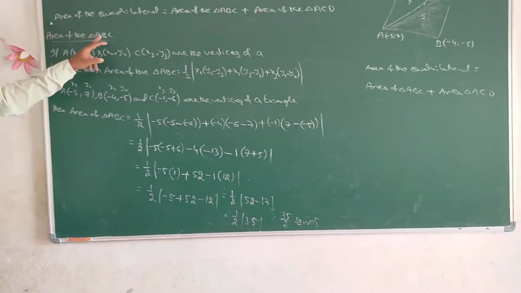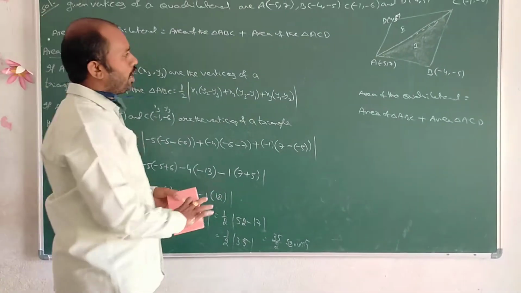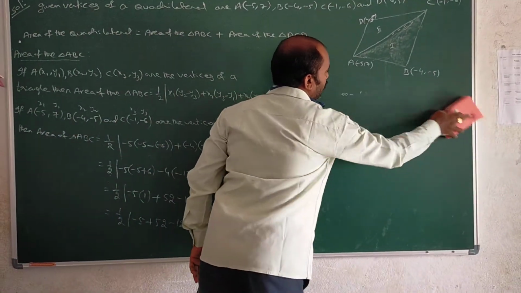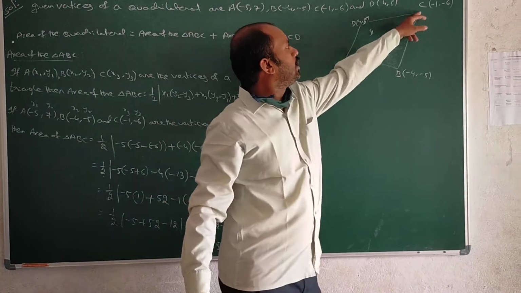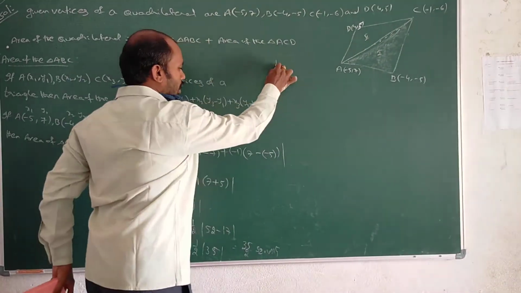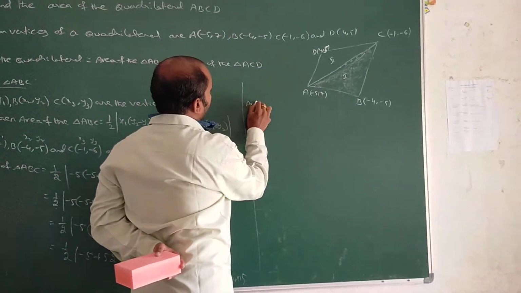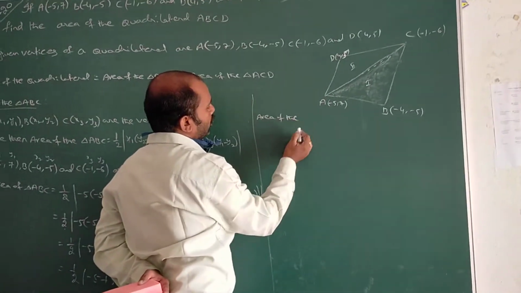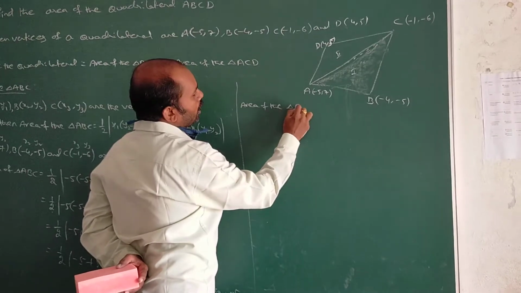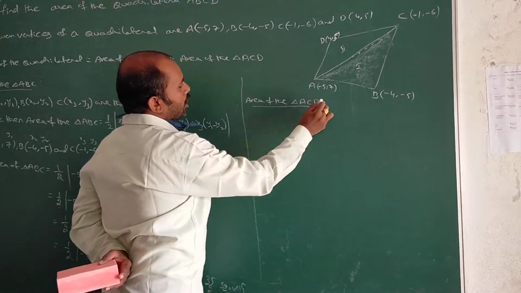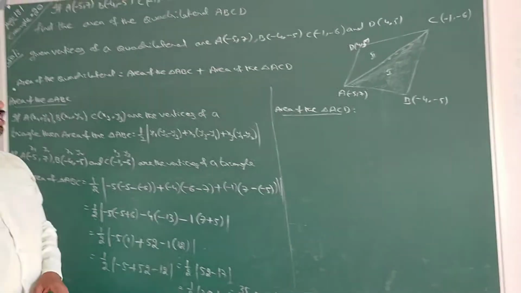The first triangle was the area of the triangle ABC. Now find the area of the second triangle. The second triangle was ACD. So now find the area of the second triangle, the area of the triangle ACD. This is the second triangle area. Now we can find.